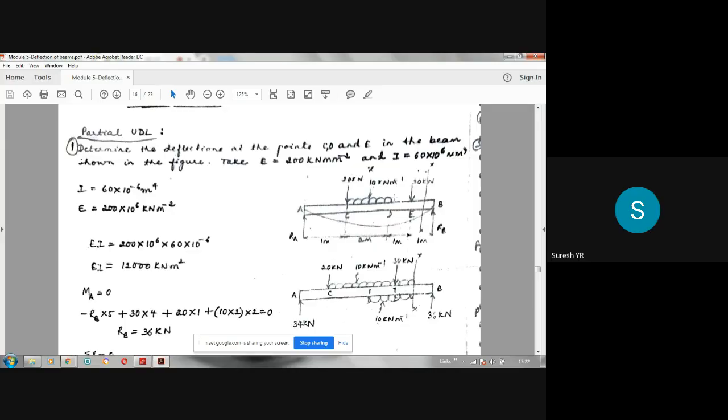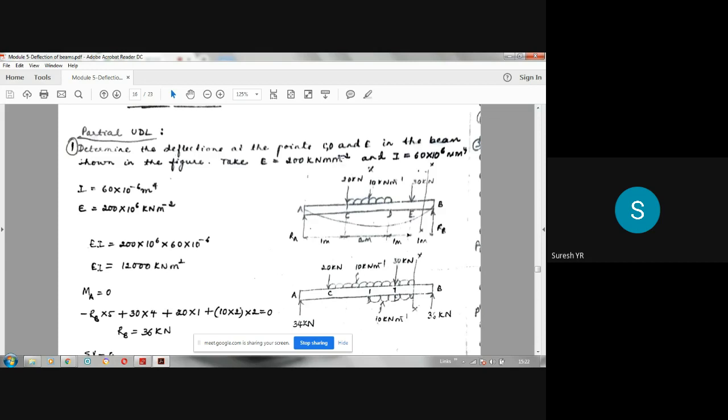I will explain that, all of you observe neatly. So determine the deflections at the points C, D and E. So this is C, this is D, this is E. In the beam shown in the figure, take E is equal to 200 kilonewton per millimeter square.